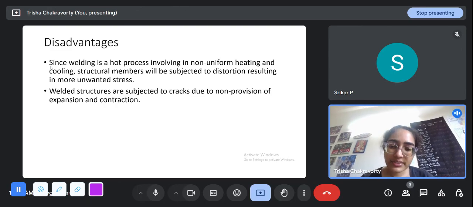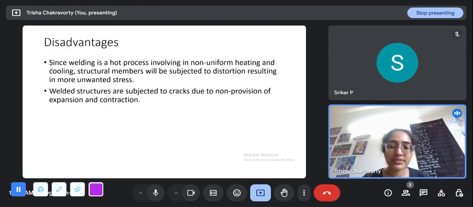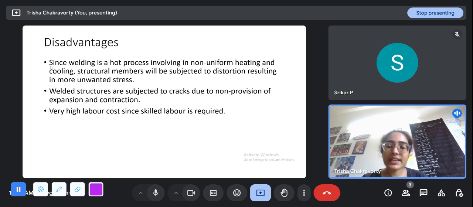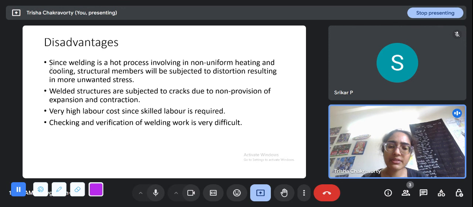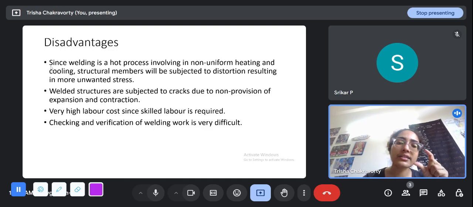Welded structures are subjected to cracks due to non-provision of expansion and contraction. Very high labor cost since skilled labor is required. Checking and verification of welding work is very difficult. We say that a weld has a throat. We know when we are designing, we will say that I need an effective throat thickness of 5 mm.